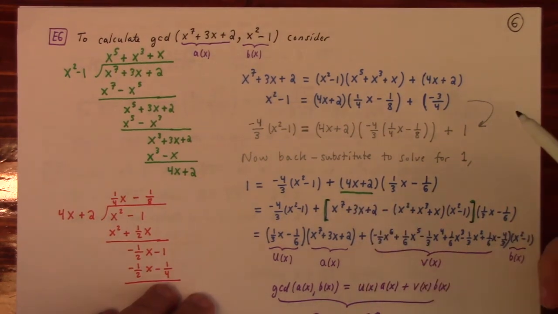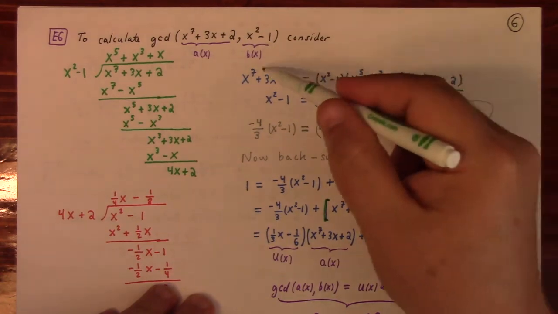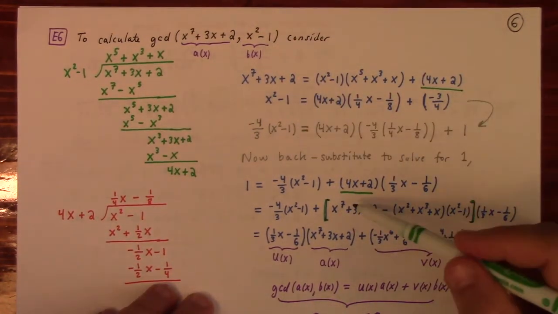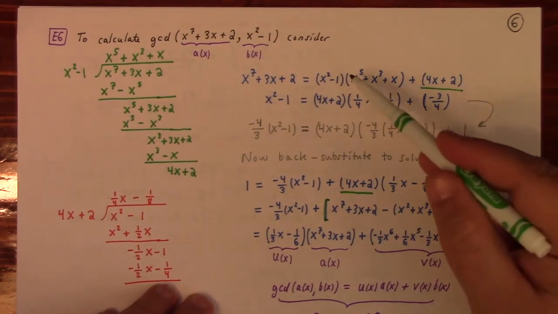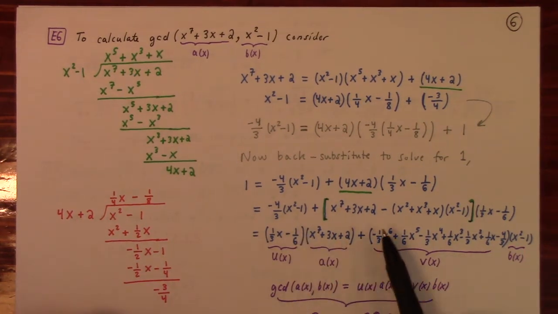Where's that coming from? That's coming from solving this 4x plus 2 for all of that junk. See, x to the 7th plus 3x plus 2 minus x squared minus 1 times that. All right, and then once you've got that, if you tilt your head and squint, you can rewrite it as that times x squared minus 1 and that times a of x.